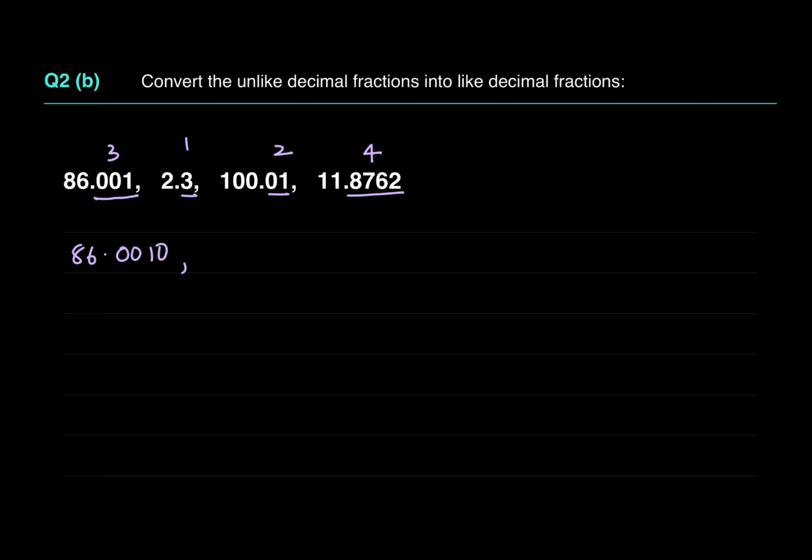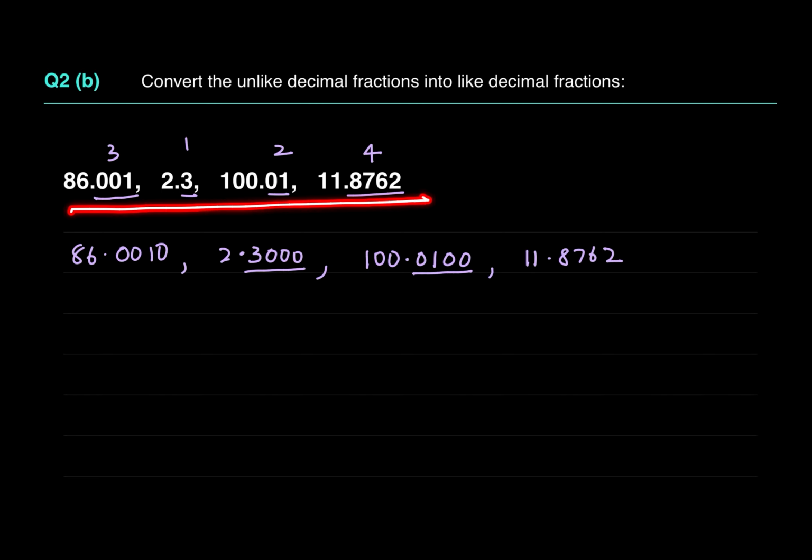86.0010. 4 places I made. 2.3. I made it 4. Next one is 100.01 is already given. So we just need to add 2 more zeros to make it 4. And the last one is already 4. We need not do anything to it. So 11.876 remains as it is. Now we have converted the unlike decimals into like decimals.